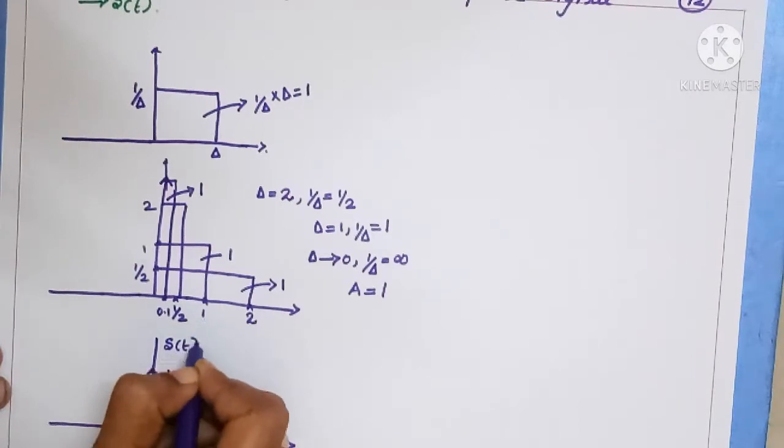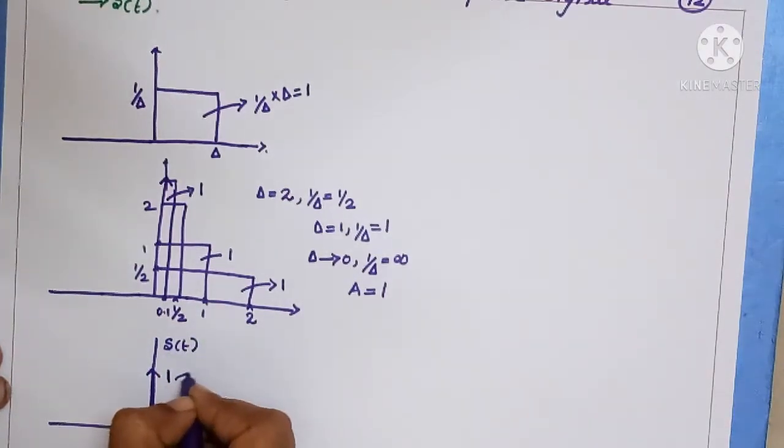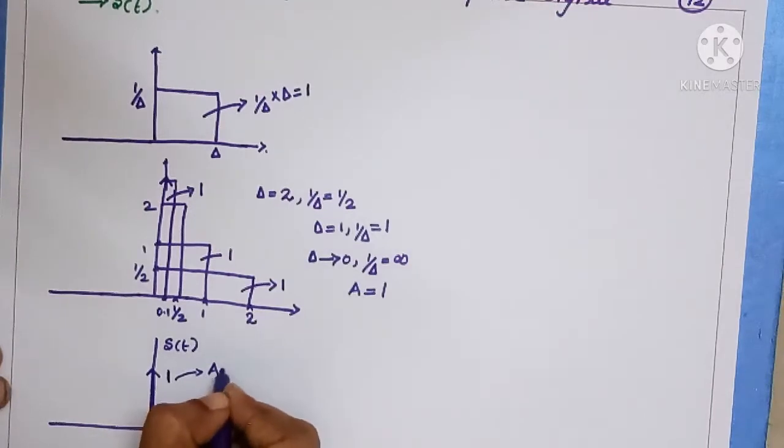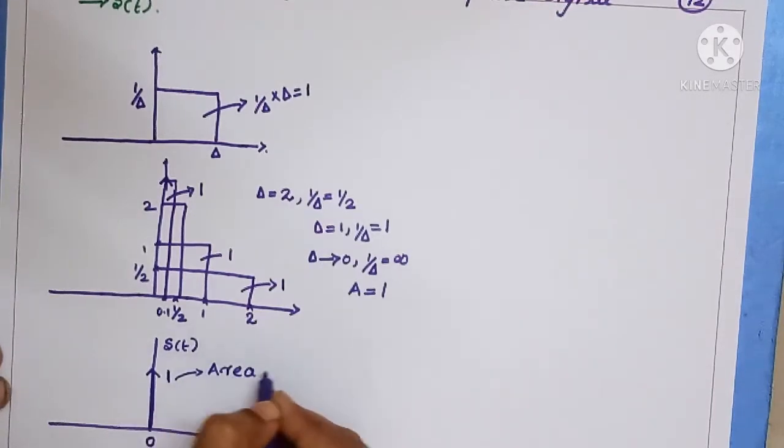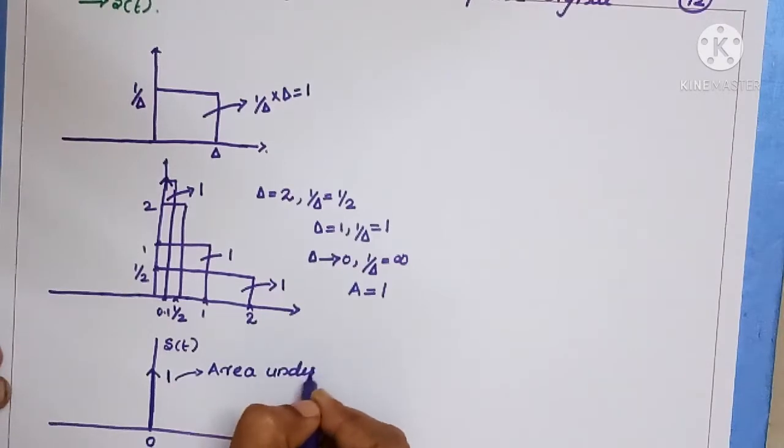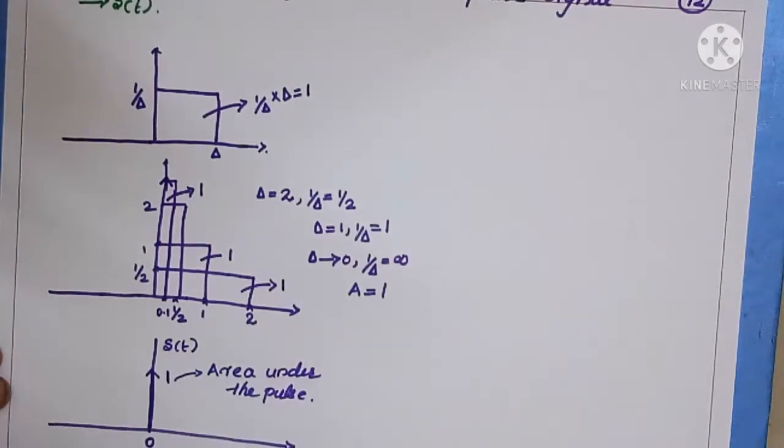Why is it known as the unit impulse signal? Because the area under this pulse is unity. This indicates the area under the pulse. Then what is a unit impulse signal? A signal with infinite magnitude, zero duration and unit area is known as the unit impulse signal. It is called so because its area is unity.